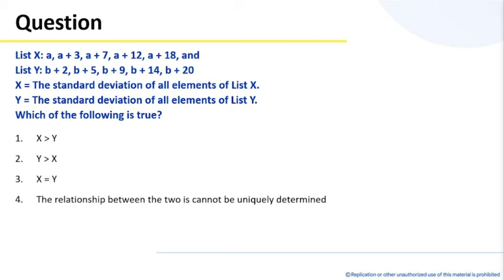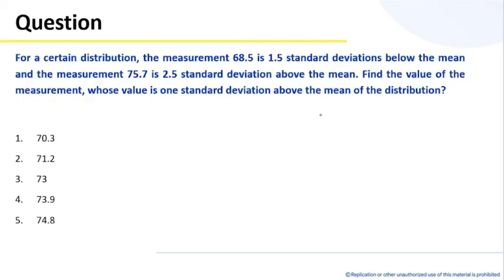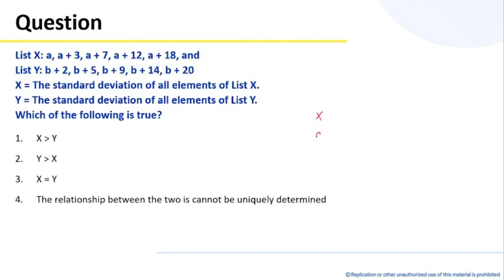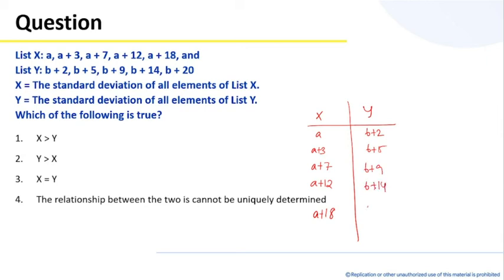x is given as a plus 3, a plus 7, a plus 12, a plus 18, a plus 18. You also have y with elements b plus 2, b plus 5, b plus 9, b plus 14, b plus 20. Now look very carefully. What is the difference? 3. What is the difference? 4. What is the difference? 5. What is the difference here? 6. Similarly, the differences are 3, 4, 5, 6.